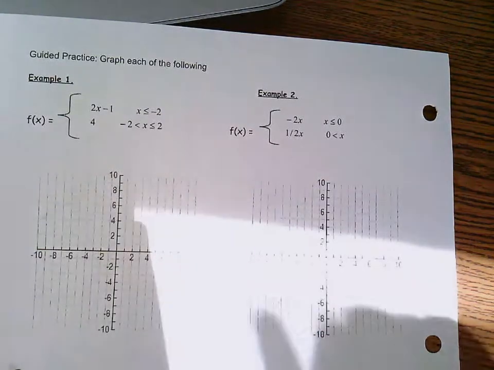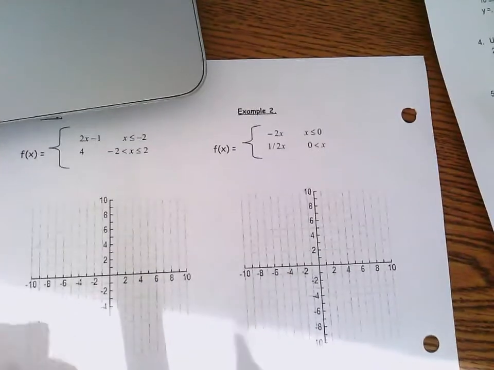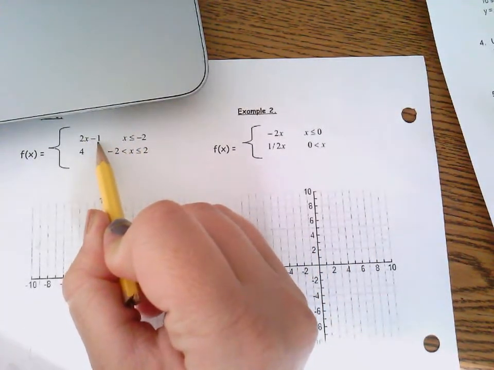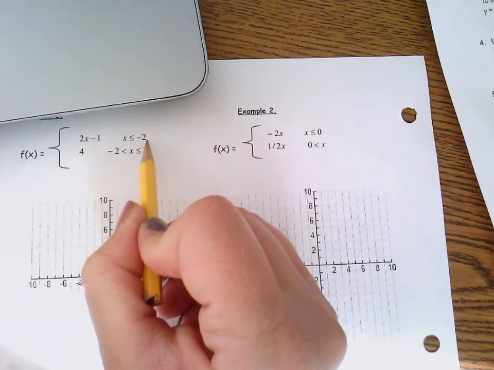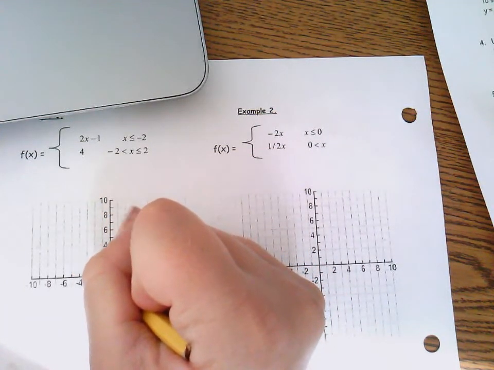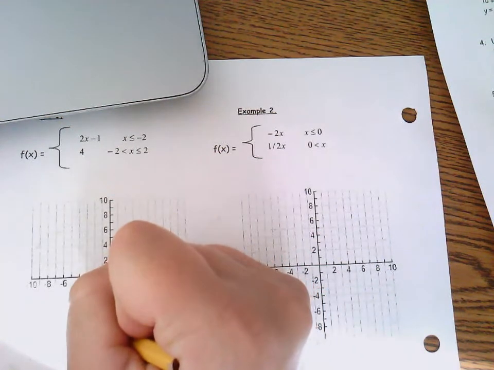So I hope you paused the video because now I'm going to tell you the answers. So do it on your own first to make sure you know what's going on. All right, so this time 2x minus 1, and it's for the x values that are less than or equal to negative 2. So 2x minus 1. So I'm just going to plot a few points till I see what is going on here.